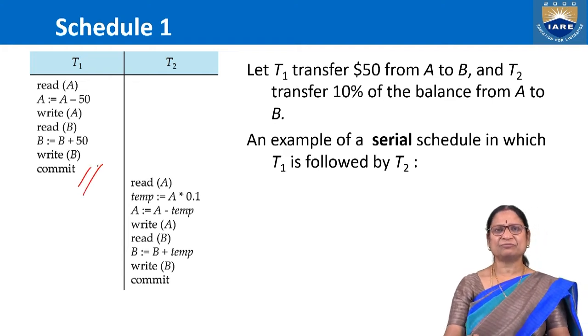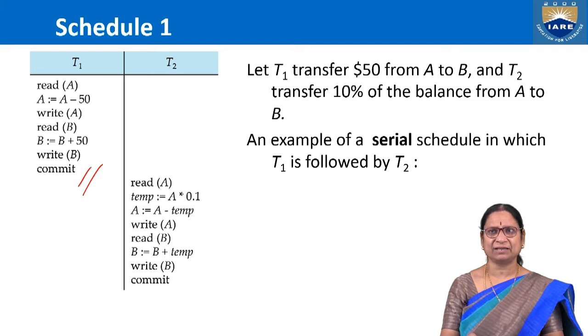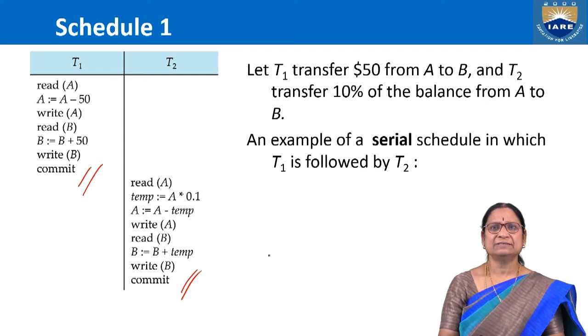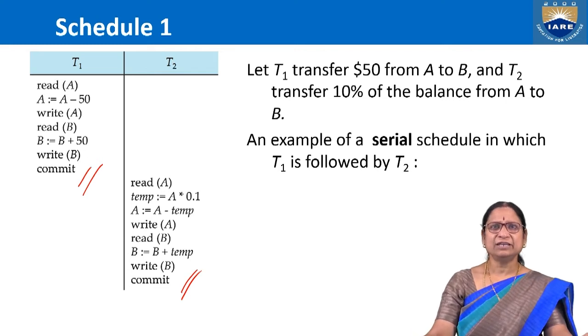If the first transaction is submitted, it will be executed completely. Then the second transaction will be executed. The second transaction's operations are: read A, again the same. We calculate how much to be transferred as a temporary value: temp is equal to A times 0.1, that is 10%. A is equal to A minus temp, write A. Read B, B is equal to B plus temp, write B. So these are the two sets of operations in the two transactions T1 and T2. In this example, T1 executes completely, and after completion of T1, T2 is executed. This is an example of a serial schedule.